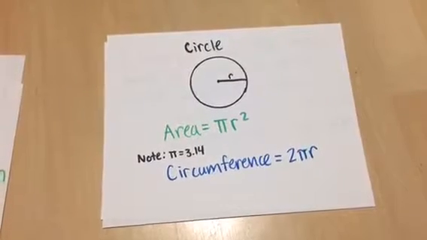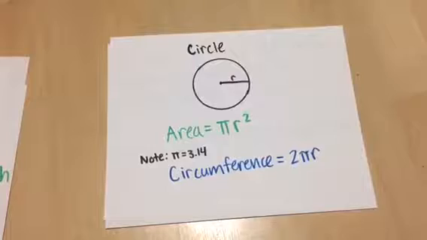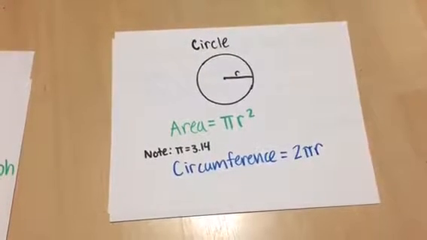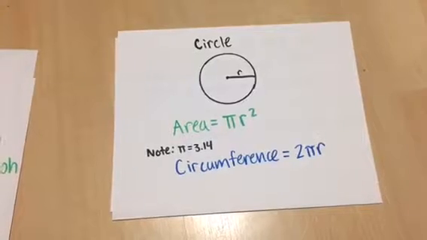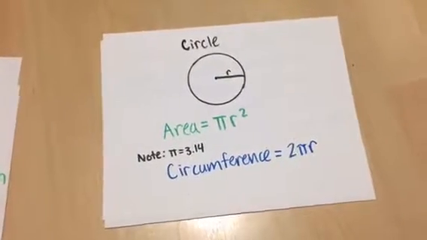For a circle, the formula for area is pi times the radius squared. For our examples, we'll just say pi equals 3.14. And the circumference is 2 pi times the radius.